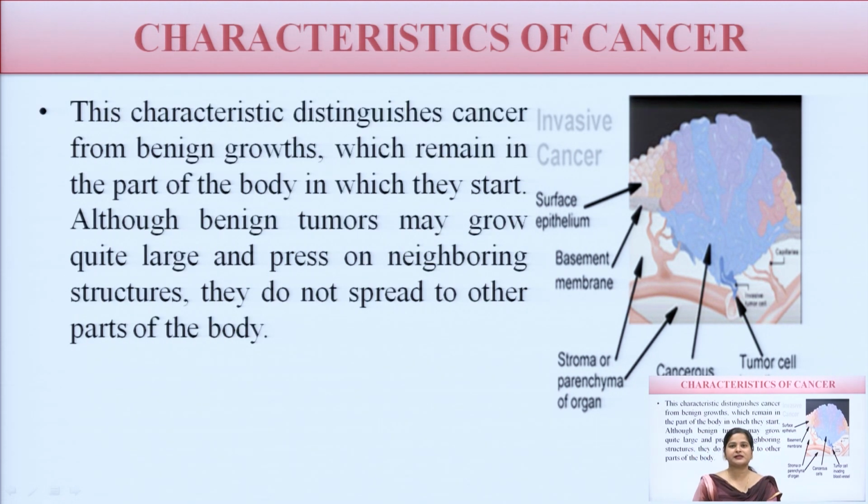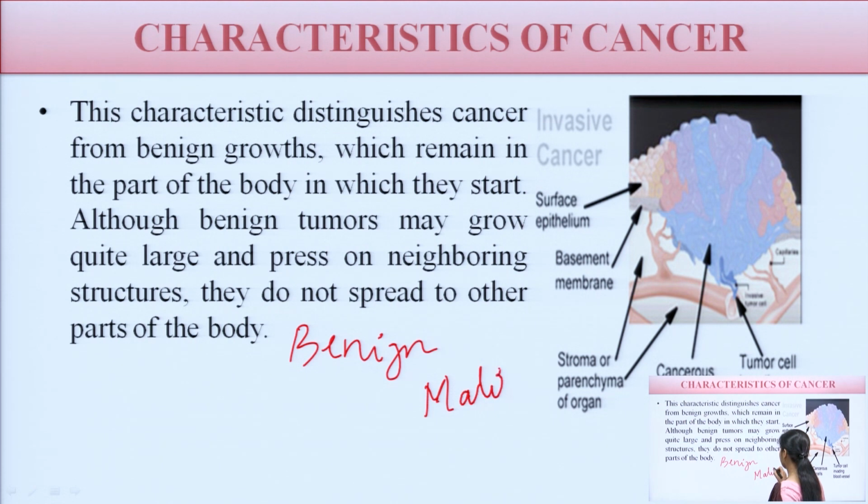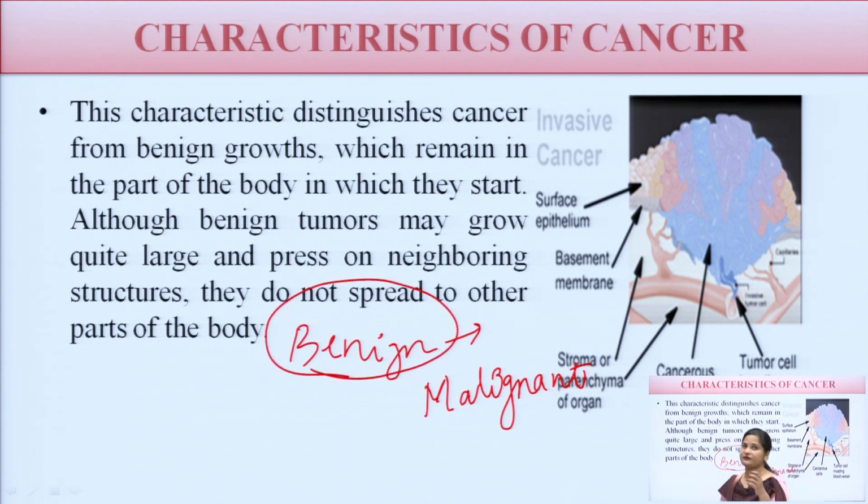This characteristic distinguishes cancer from a benign growth, which remains in the part where it started. Although a benign tumor may grow quite large or press on neighboring structures, it does not spread to other parts. So there are two types of tumors: benign and malignant. A benign tumor stays in the place where it originated. But a malignant tumor involves metastasis: it transfers from the original place to another place, reacts with that area, and replicates itself, causing cancer there.